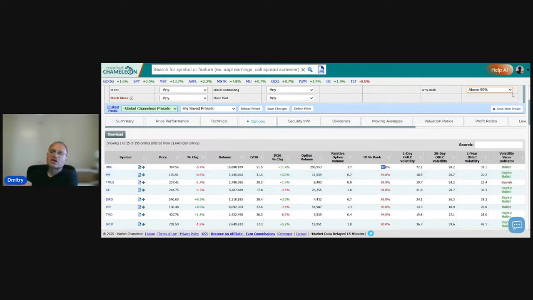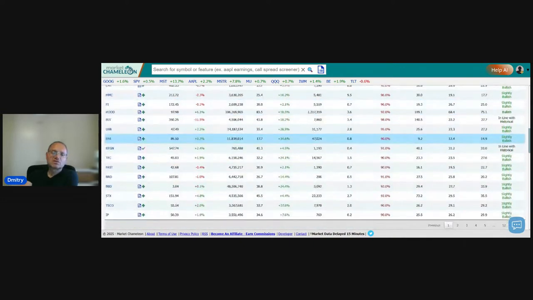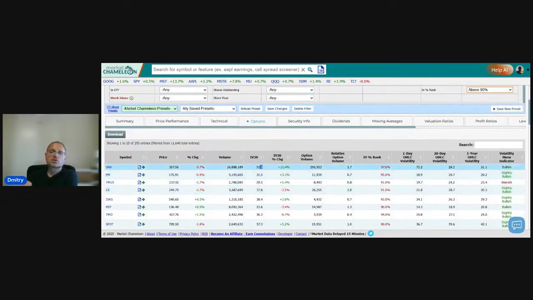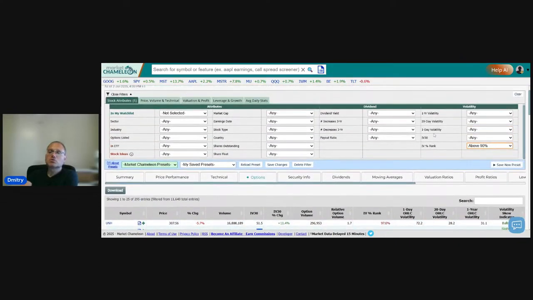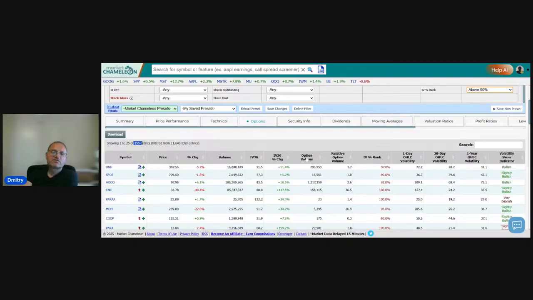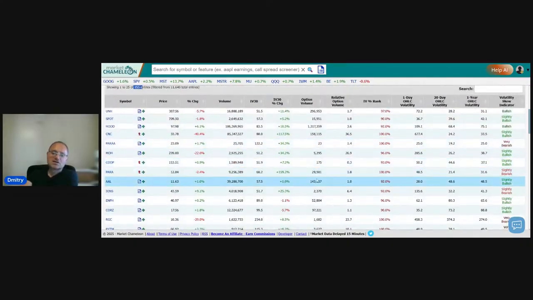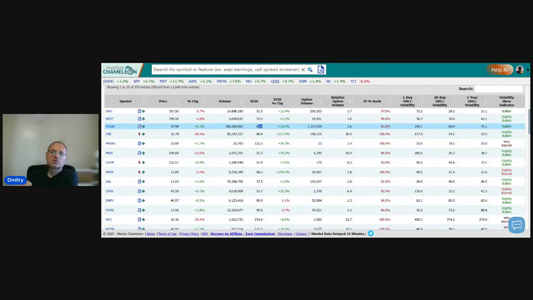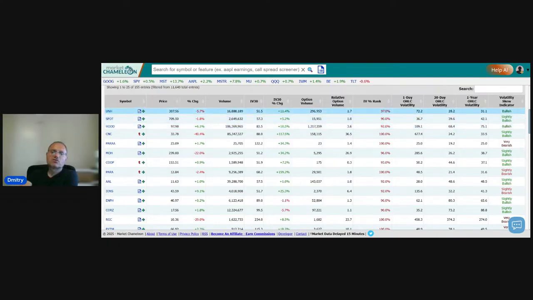So we filter for IV rank above 90. Now we have 295 different candidates, right? We could also look for a certain IV. Maybe we want a very high IV, so we could look at above 50. So now we've got 155 candidates. Now we're looking at implied volatility above 50, with IV rank above 90.